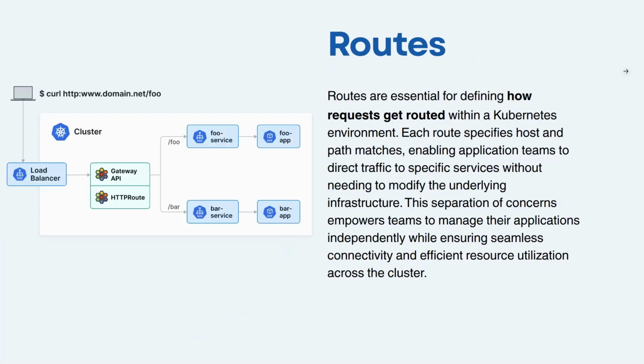And then we have the routes. The routes define how the requests get routed within the Kubernetes environment. Each route specifies host and path matches, enabling application teams to direct traffic to specific services without needing to modify the underlying infrastructure. Here we have a separation of concerns that empowers teams to manage the application independently while ensuring seamless connectivity and efficient resource utilization across the company.